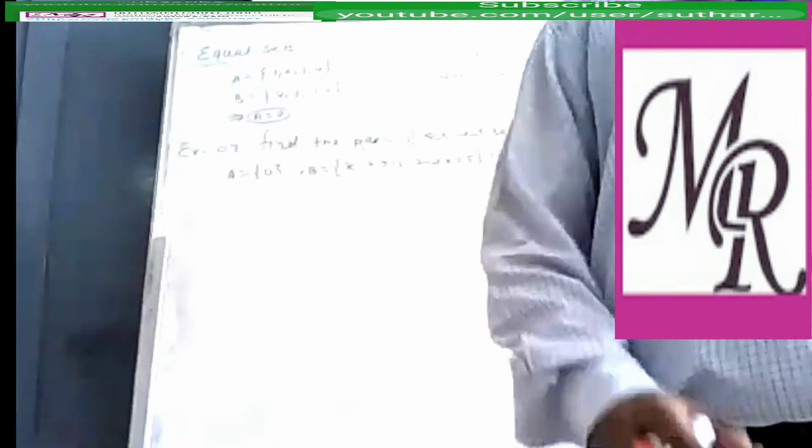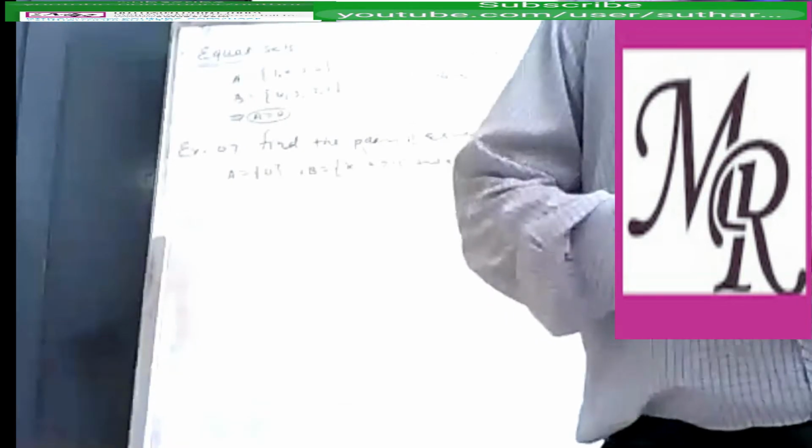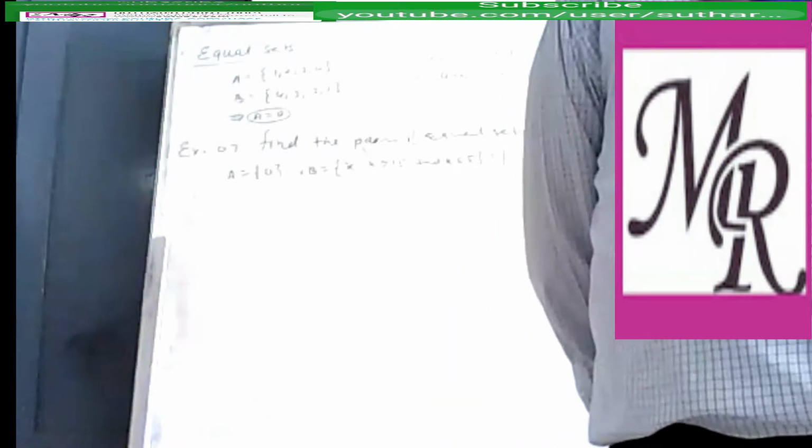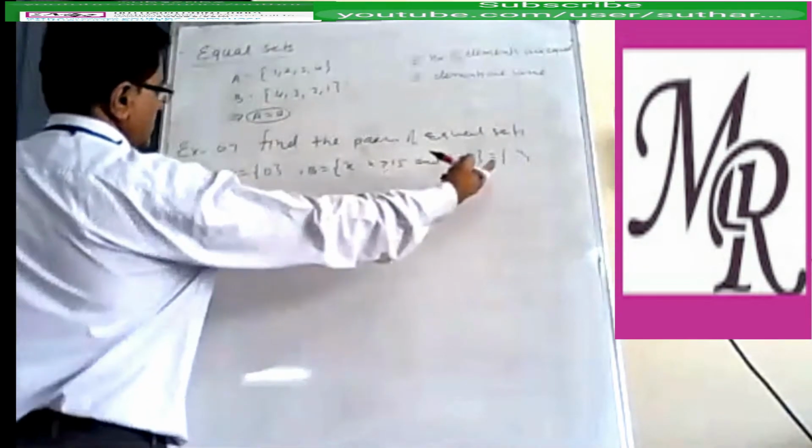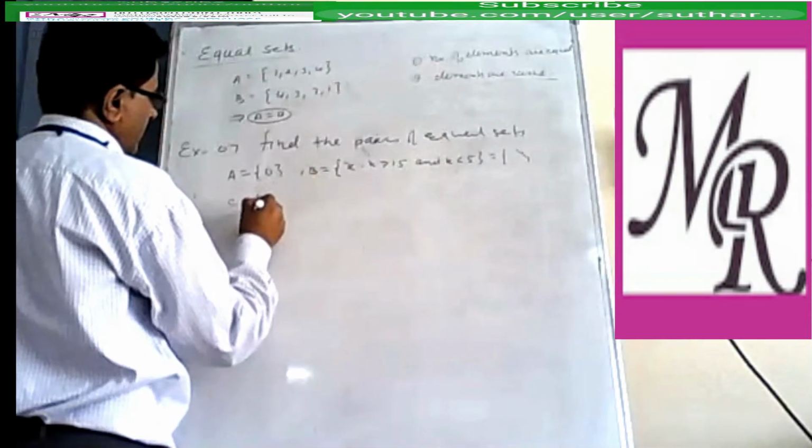Look, what is set B saying? x such that x is greater than 15 and x is less than 5. So is there any element? Is there any number which is greater than 15 but less than 5? No, sir. So this is an empty set. Right?